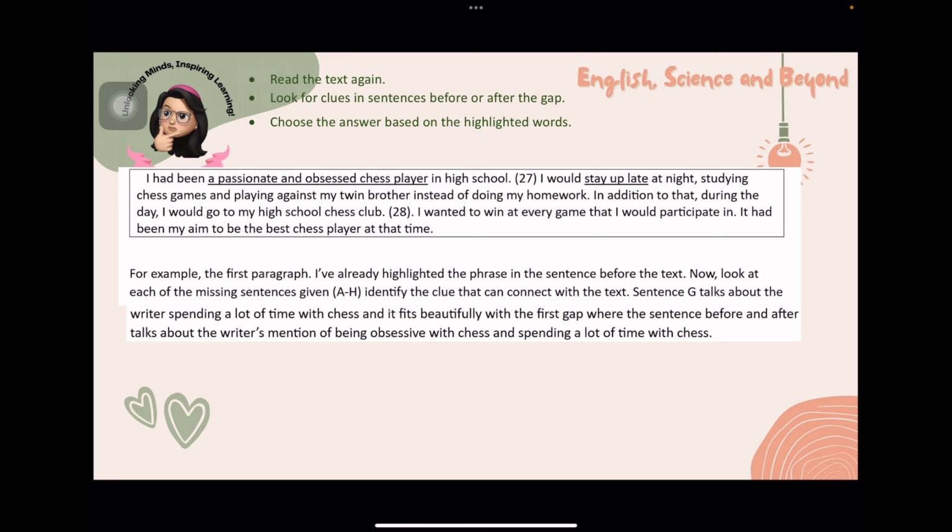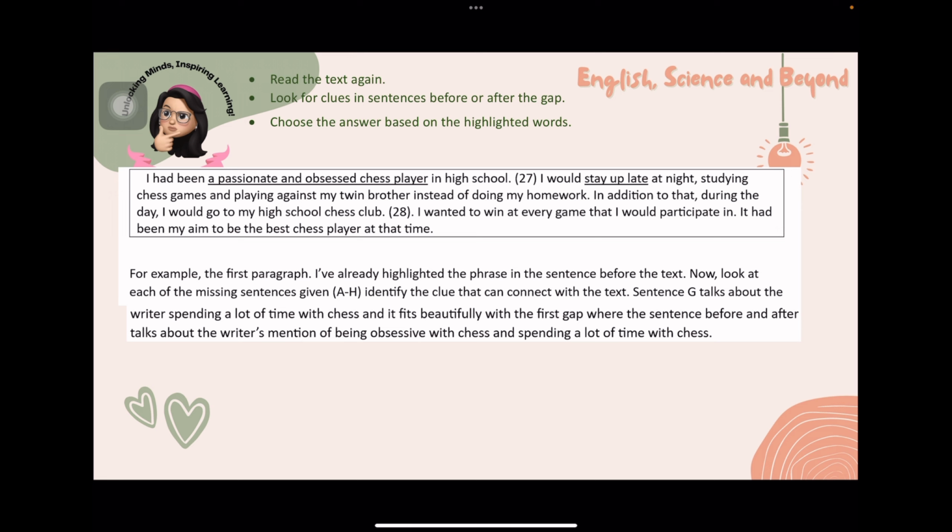How do you choose the answer? Again, by relating the clues in the given text to the clues that you highlighted in your answer options, or the missing sentences. In this first paragraph, I've already highlighted that the phrase in the sentence before the text is the clue.